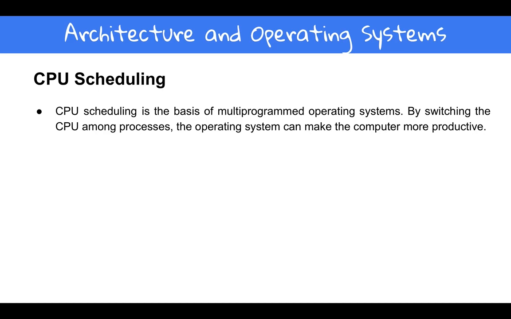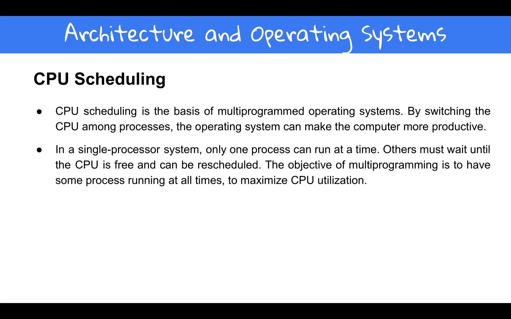Don't forget that we are talking about a single CPU. If you have multiple CPUs, the story is different. Multiple cores are way more advanced and the story is different. But here we just want to introduce the concept of CPU scheduling. So in a single processor system, only one process can run at a time. Others must wait until the CPU is free and can be rescheduled. The objective of multi-programming is to have some process running at all times to maximize CPU utilization.